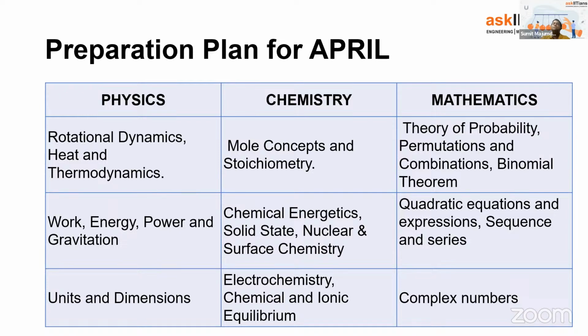Finally, in April, which you actually could have done in January also, will be the major topics from 11th. From physics: rotational dynamics, heat and thermodynamics, work, energy, power, gravitation, and units and dimensions. In units and dimensions, students lose marks. They should not be losing them in the dimensional analysis and the error analysis.